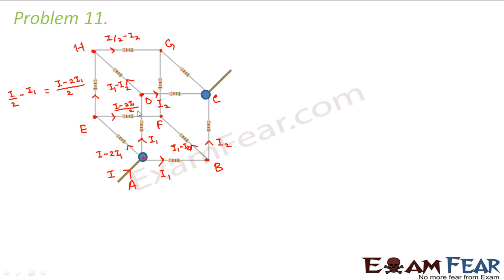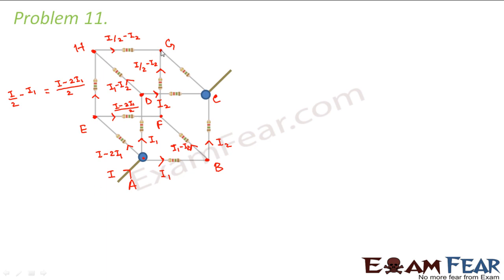G. Similarly, when you look at this point F, from this side it is I1 minus I2, and from this side it is I minus 2I1 by 2. So they both will add up, and how much current will flow through this? The amount of current which will flow through this will again be I by 2 minus I2.